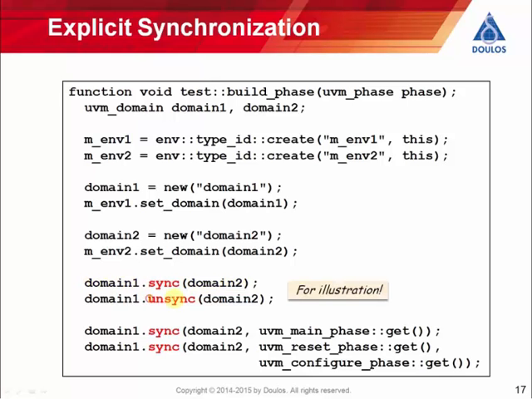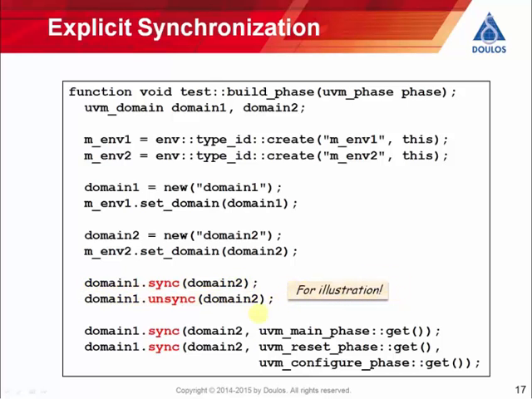Or we could unsync them. So unsync actually unsyncs all of the phases across two domains. So the effect of these two lines is to do nothing whatsoever. It puts us back where we were to start with. So these are for illustration only, but they do just illustrate that it's very straightforward to synchronize or unsynchronize all the phases across two independent domains.